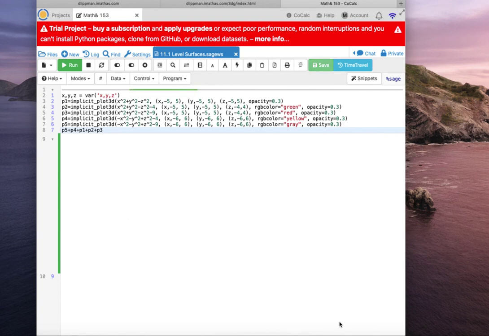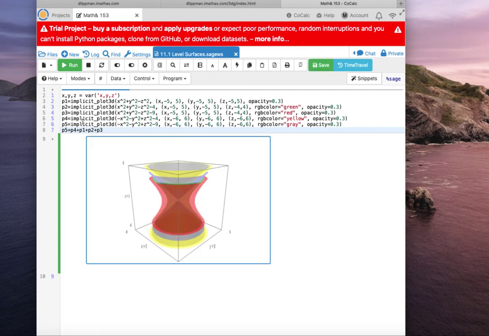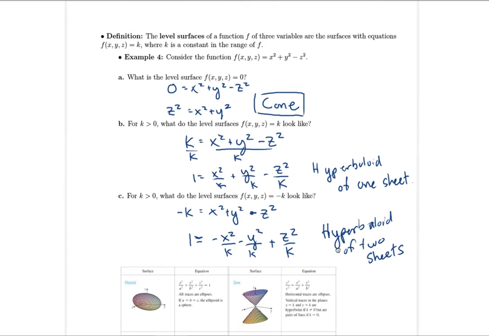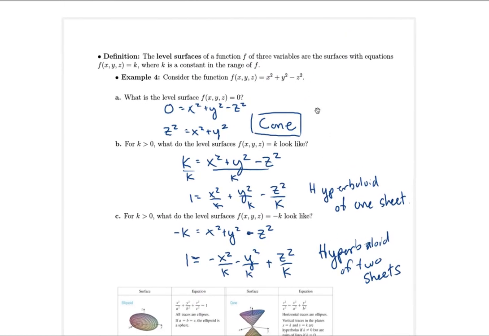They're level surfaces. The domain of this function we're interested in, notice, is all real numbers, right? So let me go back to that real quick. Right? There's no restrictions on the domain here. So the domain is all of 3-dimensional space.